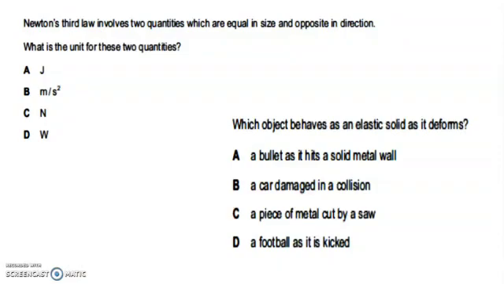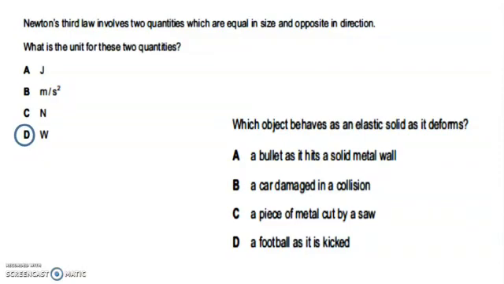Newton's third law involves two quantities which are equal in size and opposite in direction. What is the unit for these two quantities? Options are joule, meter per second squared, Newton and watt. That will be C, Newton.